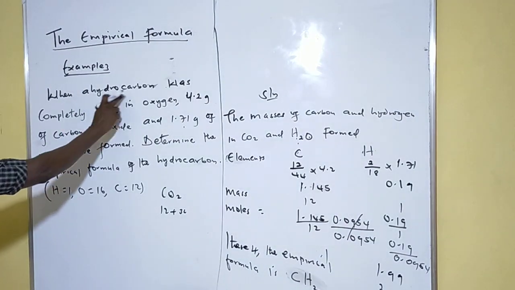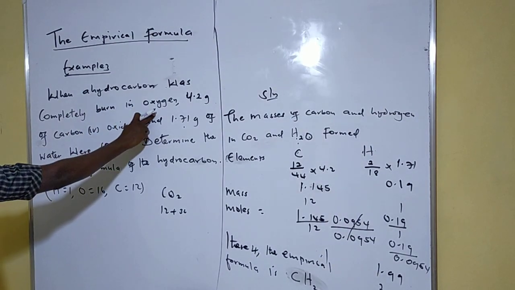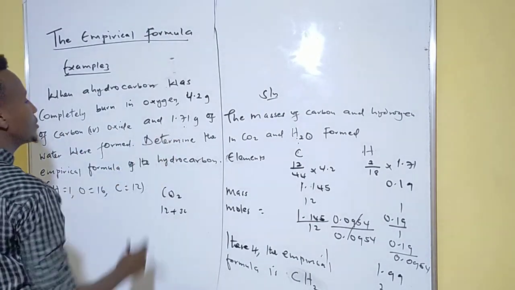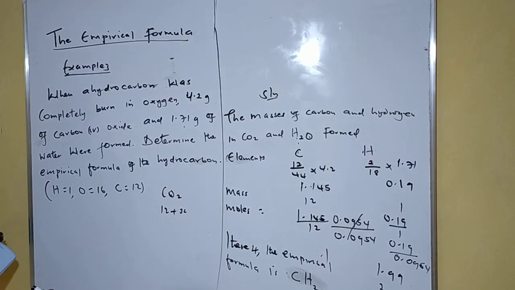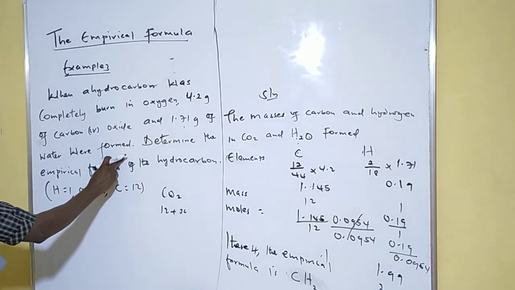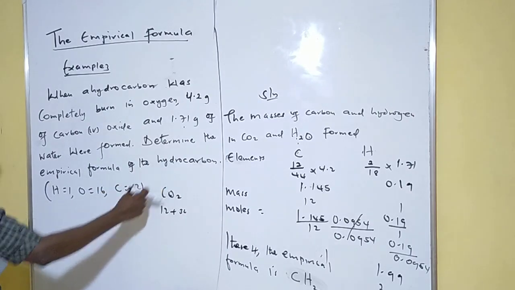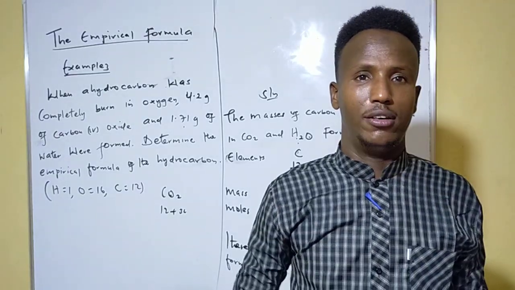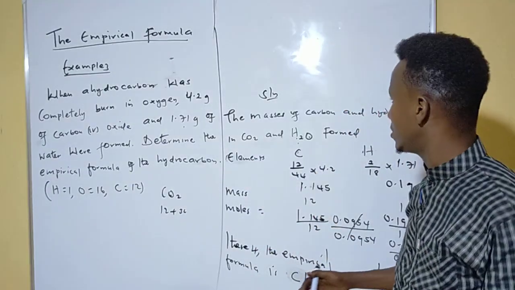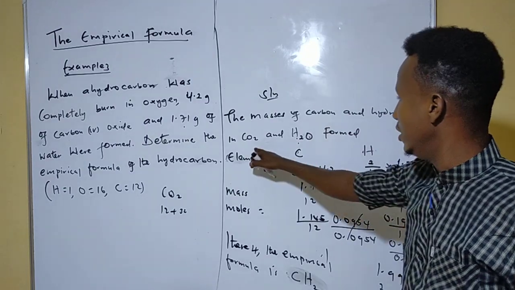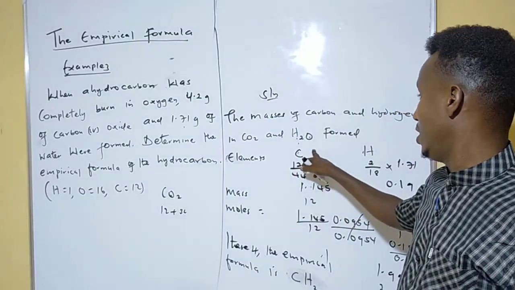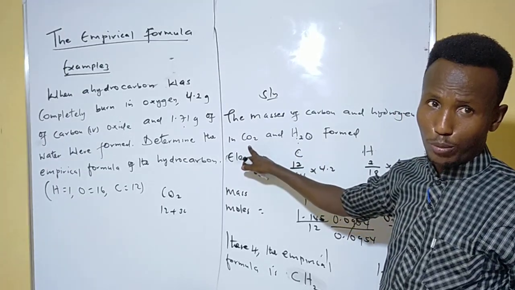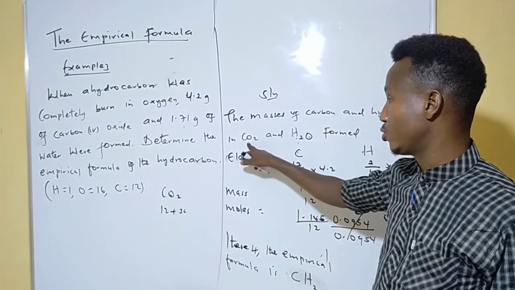You are told when a hydrocarbon was completely burned in oxygen, 4.2 gram of carbon dioxide, not carbon, yeah? Carbon dioxide, and 1.71 gram of water, not hydrogen again, were formed. Determine the empirical formula of the hydrocarbon. Remember, a hydrocarbon is a compound that's made up of carbon and hydrogen only. So we cannot take carbon dioxide. So we're going to say the masses of carbon and hydrogen in carbon dioxide and what you normally call water formed. So I want to get the mass of carbon from the total mass of carbon dioxide.